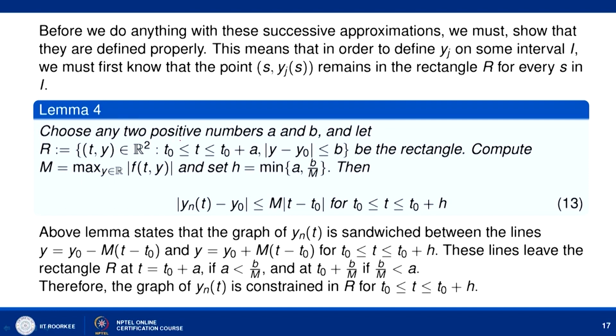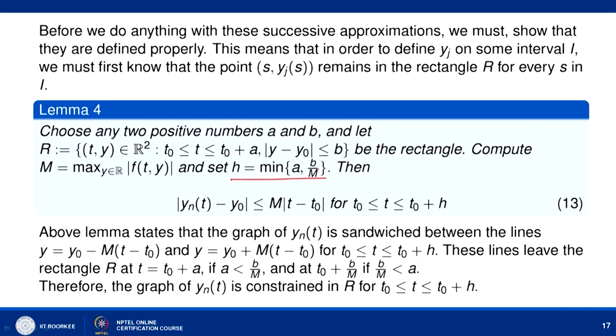Choose any two positive numbers a and b, and let R be defined this way. R is the set of all (t, y) belonging to R2 such that t lies between t0 and t0 plus a, and modulus of y minus y0 is less than or equal to b, be the rectangle. We can compute the maximum M of modulus of f(t, y) in this rectangle R, and we can set h as the minimum of a and b by M. Then modulus of y(t) minus y0 is less than or equal to M times (t minus t0) for all t belonging to [t0, t0 plus h], where h is the minimum of a and b by M.